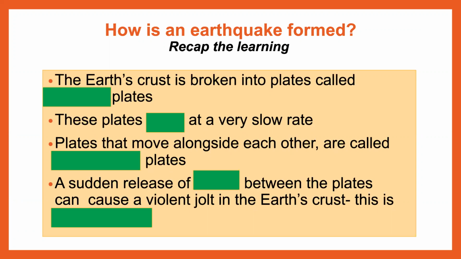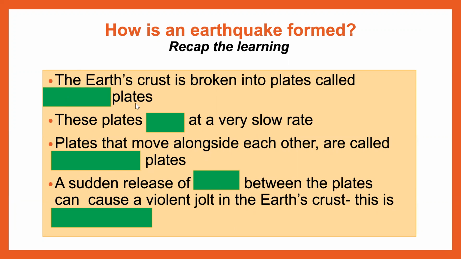How is an earthquake formed? You need to fill in the blanks. You can write these out and fill in those blanks. The Earth's crust is broken into plates called something plates. These plates something at a very slow rate. Plates that move alongside each other are called something plates. A sudden release of something between the plates can cause a violent jolt in the Earth's crust. This is something. Pause the video here, give yourself some time to answer those questions, to write that down and to fill in those blanks, and press play once you're ready.